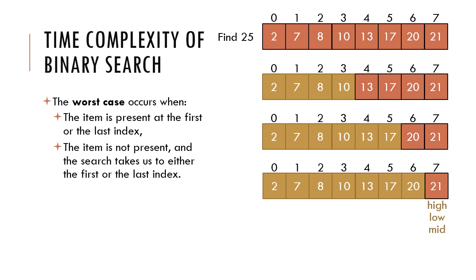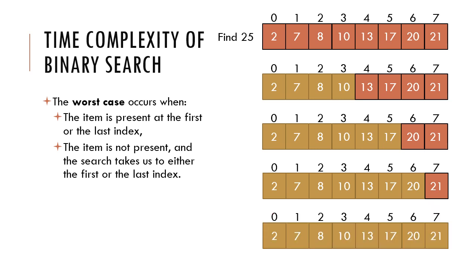I compare 21 and 25. 25 is greater than 21. So I will move the focus towards the right of 21. Low will be mid plus 1. But there is no array beyond index number 7. So what happens is low becomes greater than high. Now we cannot move into the while. And we say that we cannot find 25 in this array.